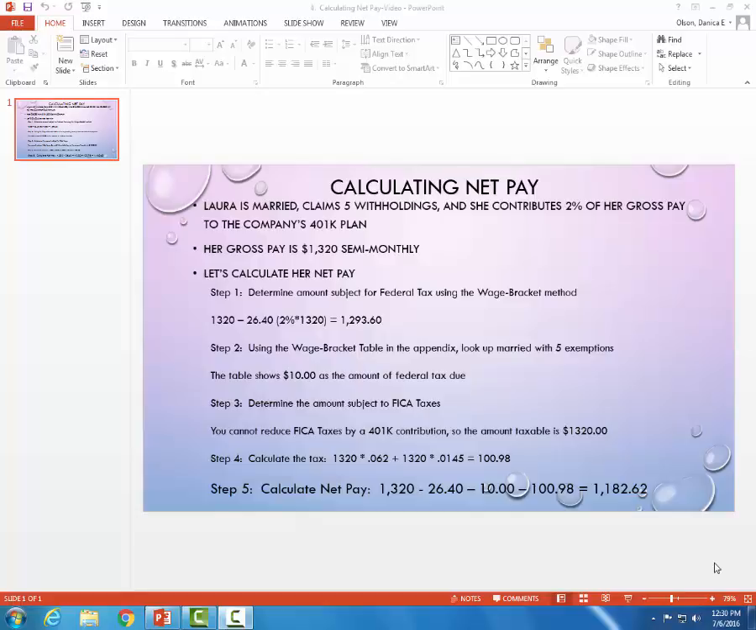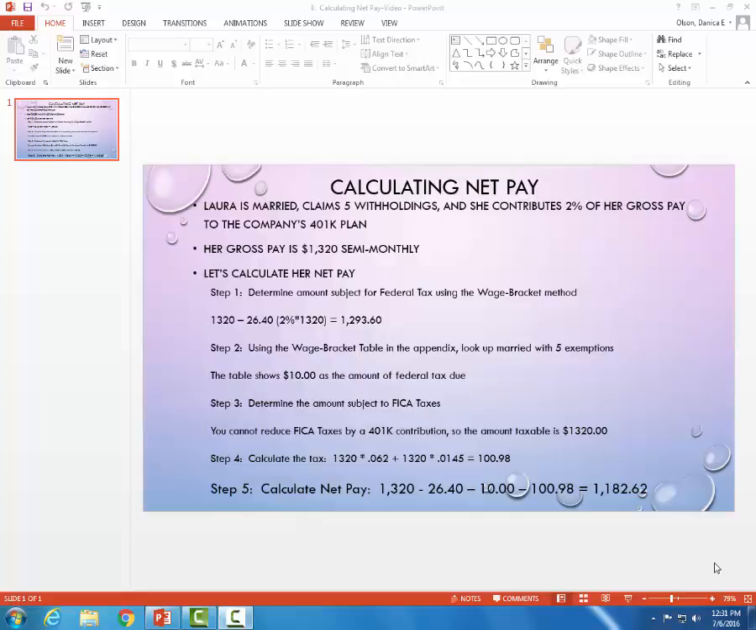In step 4, we calculate the FICA tax. We take her wages, $1,320, we multiply it by .062 for the Social Security tax, then we take her gross wages of $1,320 and multiply it by .0145 for the Medicare taxes. When we add Social Security plus Medicare, we find out the taxes are $100.98.